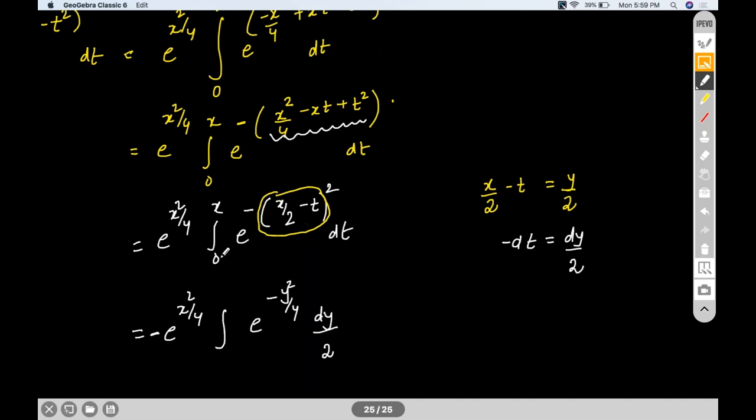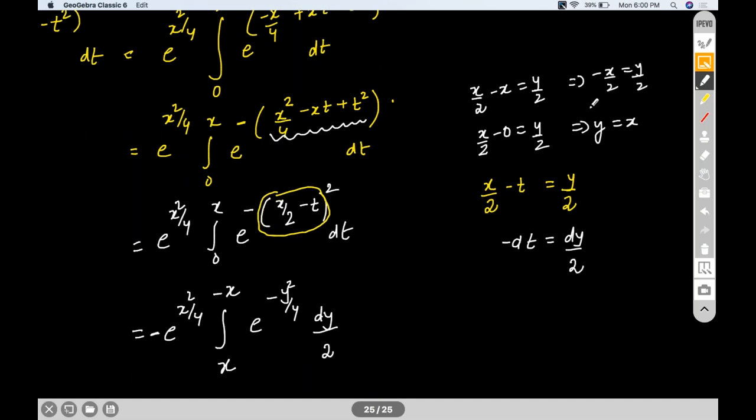What about the limits of integration? When t is 0, y is going to be x, correct? And when t is x, what is y going to be? Minus x. When I put t as 0, y is x, and when I put t as x, y is minus x. So this happens to the limits of the integration.